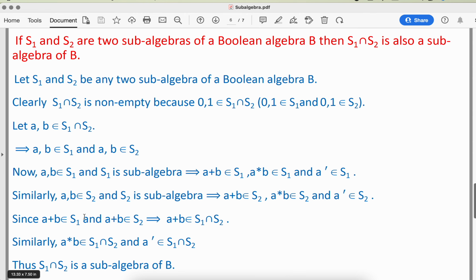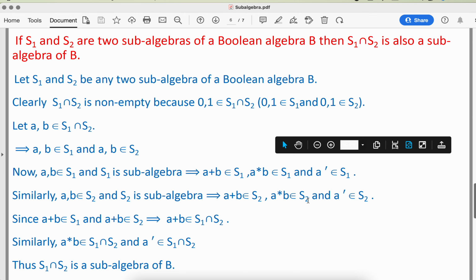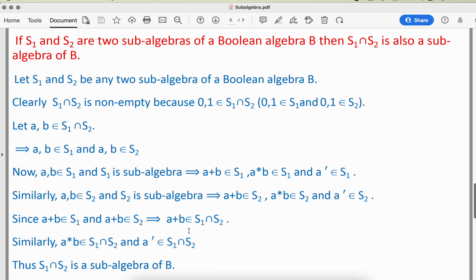Because A plus B belongs to S1 and A plus B belongs to S2, it means A plus B belongs to S1 intersection S2. Similarly, AB belongs to S1, AB belongs to S2, it means AB belongs to S1 intersection S2. A dash belongs to S1, A dash belongs to S2, it means A dash belongs to S1 intersection S2. Thus, S1 intersection S2 is a subalgebra of B.